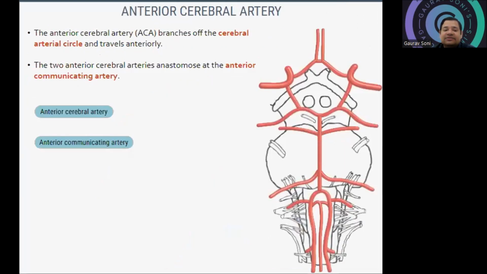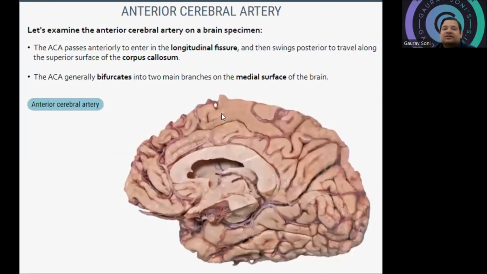Then coming to the anterior cerebral artery, it is also coming directly from the internal carotid artery. There are two anterior cerebral arteries which anastomose at the anterior communicating artery. You can see anterior cerebral artery and anterior communicating artery. So if you see in the specimen, the ACA passes anterior to enter into the longitudinal fissure. MCA, where did it go? Lateral fissure. Then swings posterior to travel along the superior surface of corpus callosum. Corpus callosum is the joining part. This part is corpus callosum. The ACA generally bifurcates into two branches on the medial surface of the brain.